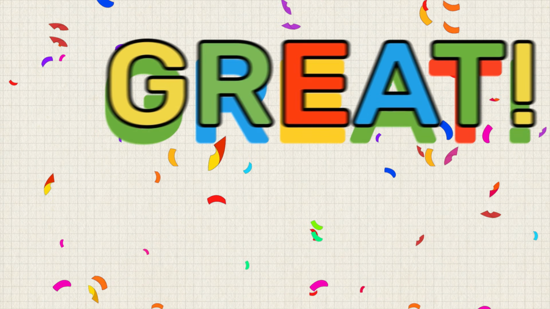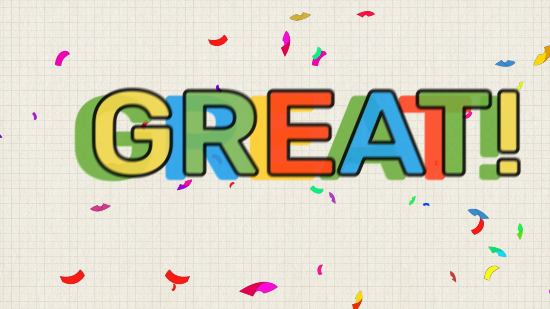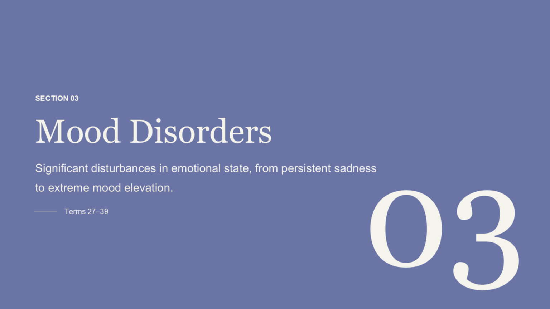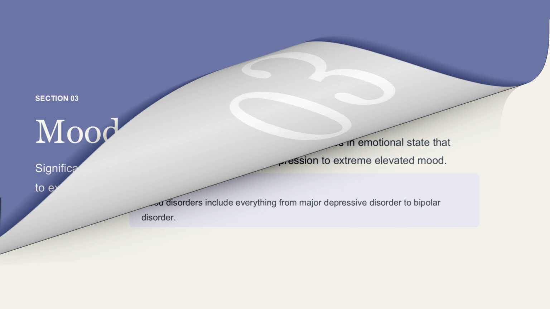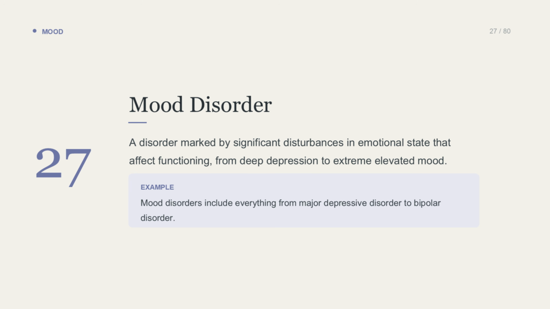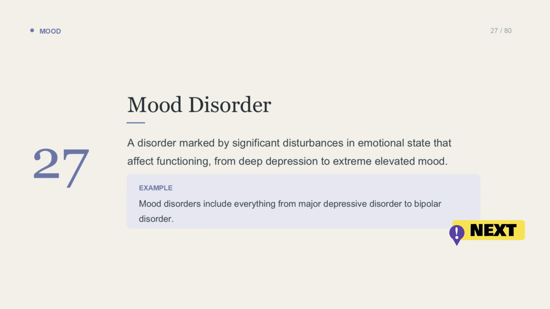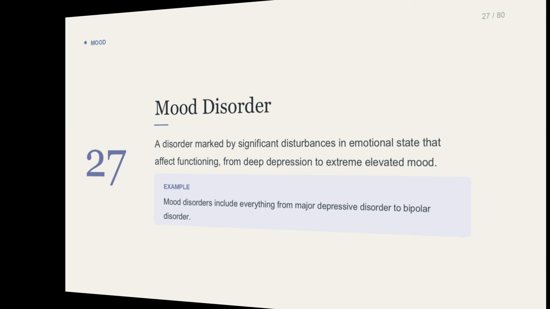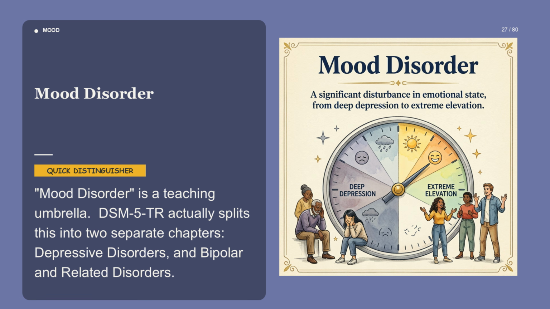Now that we've covered anxiety disorders, let's move into a category that affects how people feel over time rather than how they respond to specific fears. Section 3. Mood disorders. Mood disorders involve significant disturbances in a person's emotional state, from persistent sadness to extreme mood elevation. 27. Mood disorder. A mood disorder is a psychological disorder characterized by significant disturbances in emotional state that impact functioning, ranging from deep depression to extreme elevated mood. For example, mood disorders include everything from major depressive disorder to bipolar disorder.